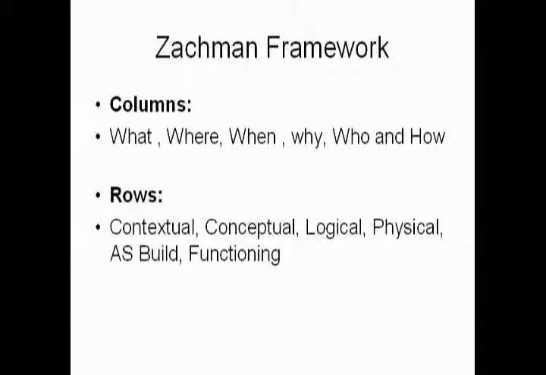There are columns and rows in the Zachman framework. Columns are abstractions: what, where, when, why, who, and how. Rows are perspectives: conceptual, contextual, logical, physical, as-built, and functioning.